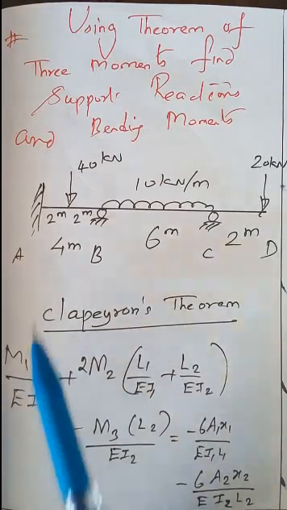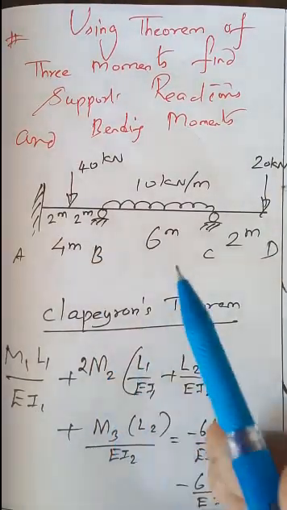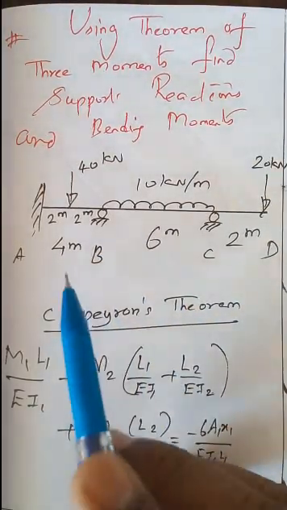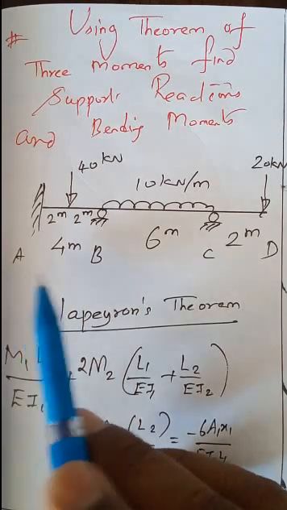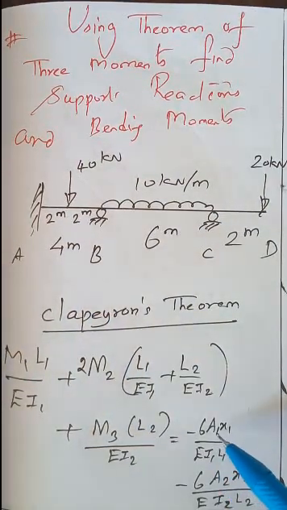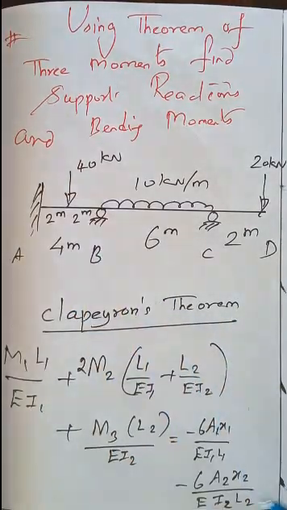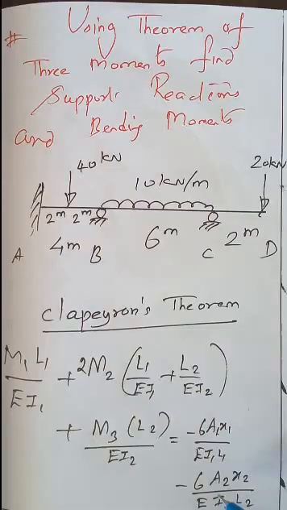Now M1 denotes the moment at point 1, M2 at point 2 and M3 at point 3. L1 and L2 denote respectively the span 1 and span 2. A1 is the area of the bending moment diagram for the particular loading, and X1 is the centroidal distance between the loading and point 1. Similarly, A2 is the area of the bending moment diagram drawn for the second span, and X2 is the centroidal distance.